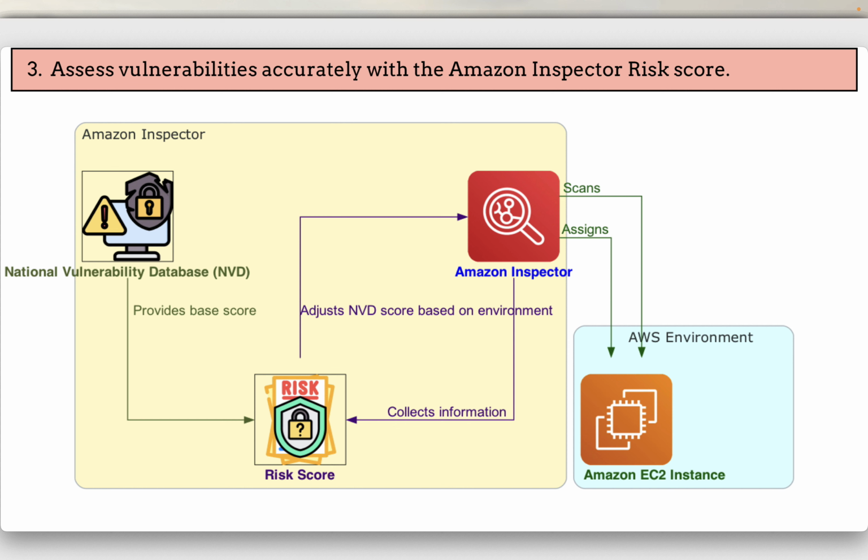Okay, next feature, assess vulnerabilities accurately with Amazon Inspector Risk Score. As Amazon Inspector collects information about your environment through scans, it provides severity scores specifically tailored to your environment. Inspector examines the security metrics that compose the National Vulnerability Database (NVD) base score for a vulnerability and adjusts them according to your compute environment.